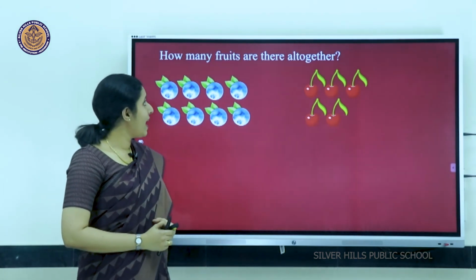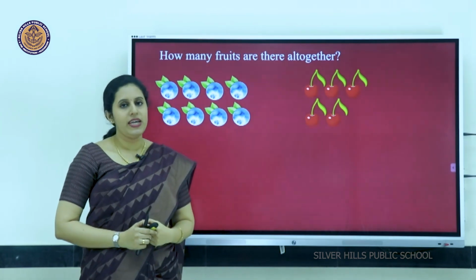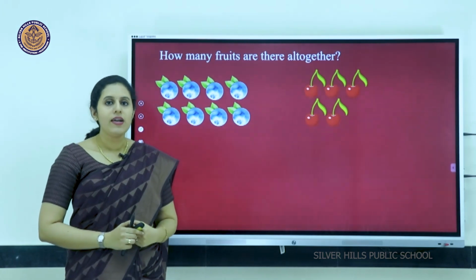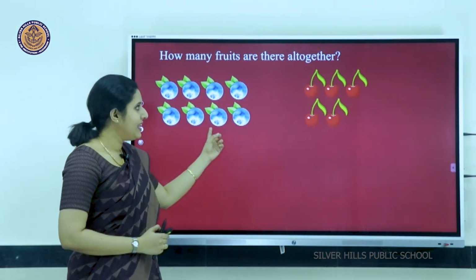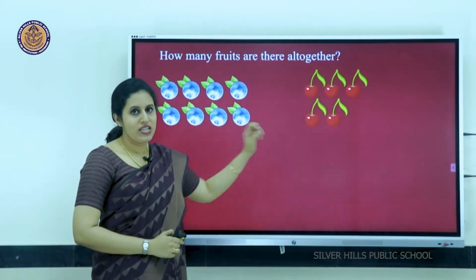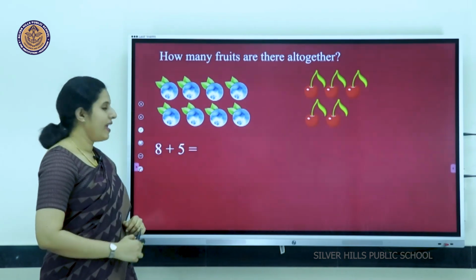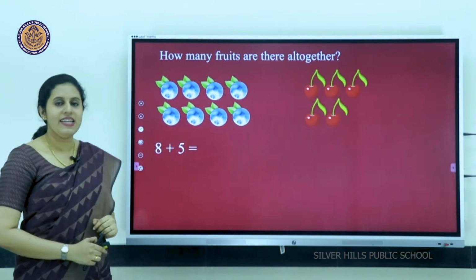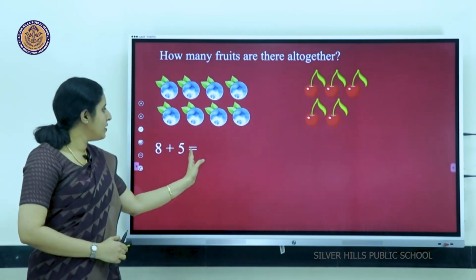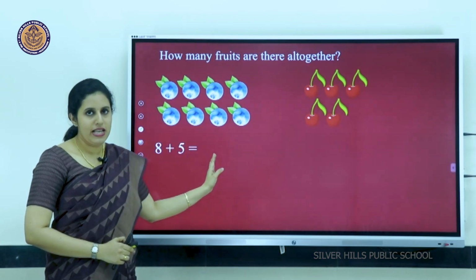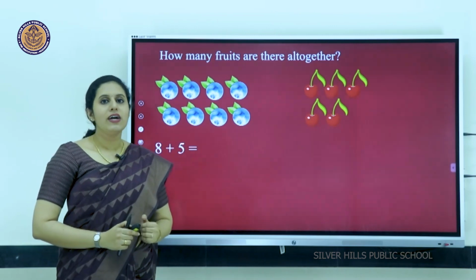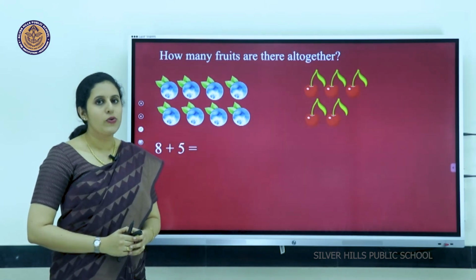The question here is how many fruits are there altogether. So what we are supposed to do here is add 8 and 5. Since there are 8 blueberries and 5 cherries, we have to add 8 and 5. And how do you write that in an addition sentence? 8 plus 5 is equal to dash. That we have to fill in and we will find out. But let's see what this making a group of 10 is all about.